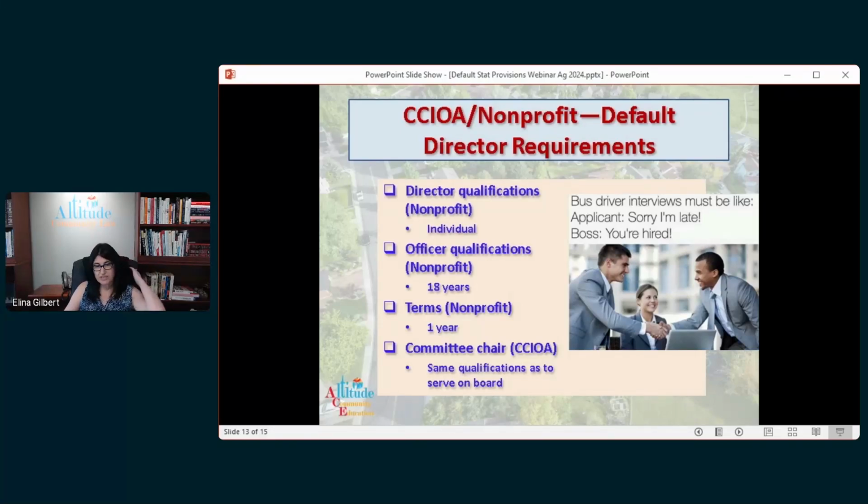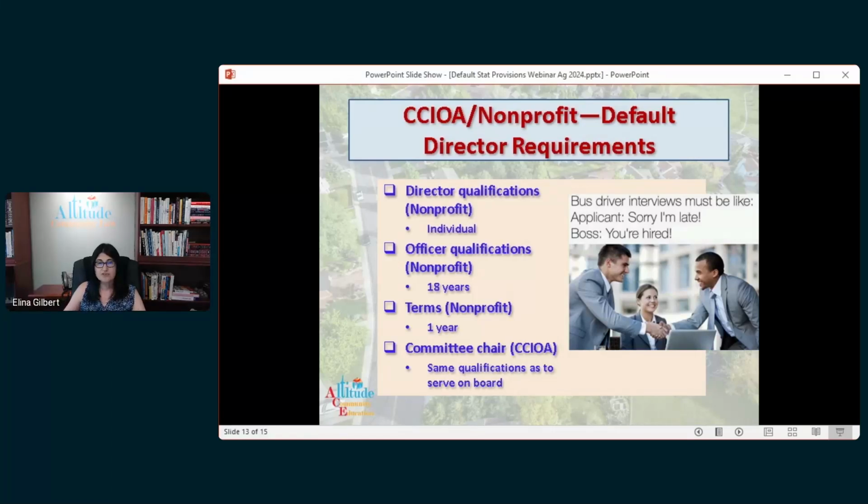Okay? So in that sense, we always want to make sure that our bylaws do contain director qualifications. And if they don't, we probably want to add some. But remember this, if you're a post-CCIOA community and you're adding director qualifications to your bylaws, you have to get homeowner approval, as we talked about earlier. See, the board can't just do it on its own.